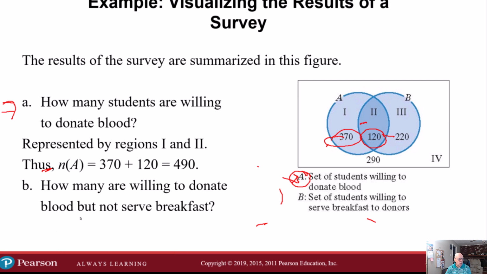Next, how many are willing to donate blood but not serve breakfast? All right, willing to donate blood, so they're in A, but not serve breakfast, not B. So 370 and 120 were the 2 sections of A. We have to throw out these because they happen to be in B. What's left? 370 students are willing to donate blood but not serve breakfast.